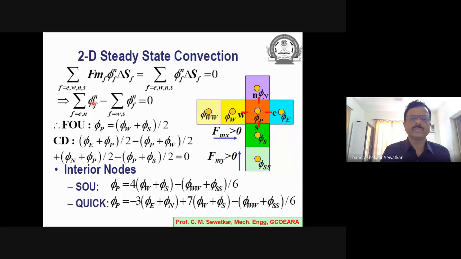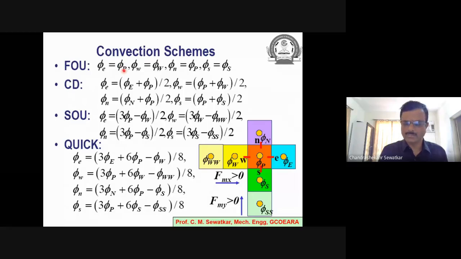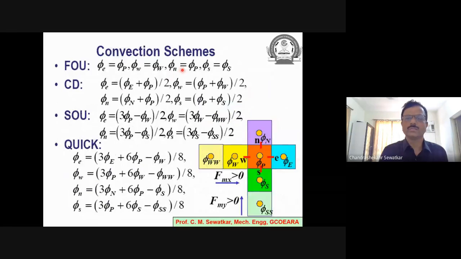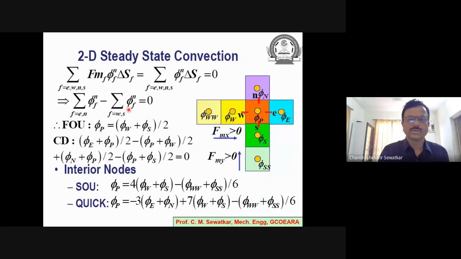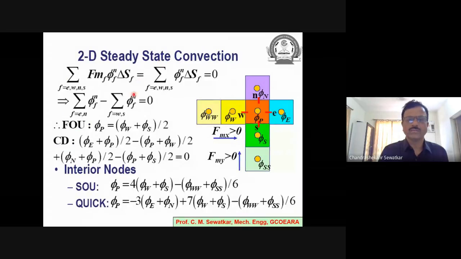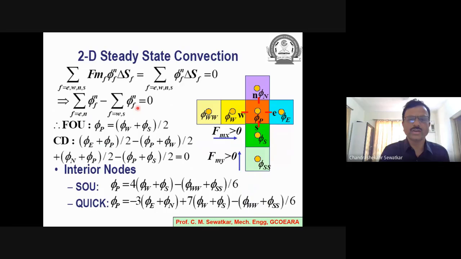for east face it is phi P, for north face it is again phi P, for west face it is phi capital W, and for south face it is phi capital S. So if I put those values here, I can find out the expression for phi_P, which I need to determine. So phi_P will be phi_W plus phi_S divided by 2.